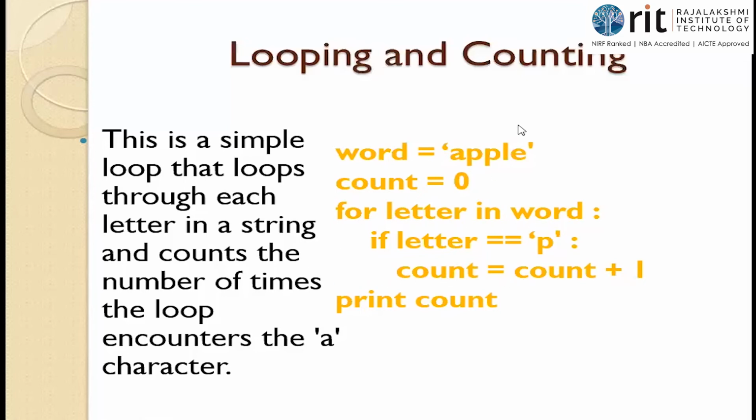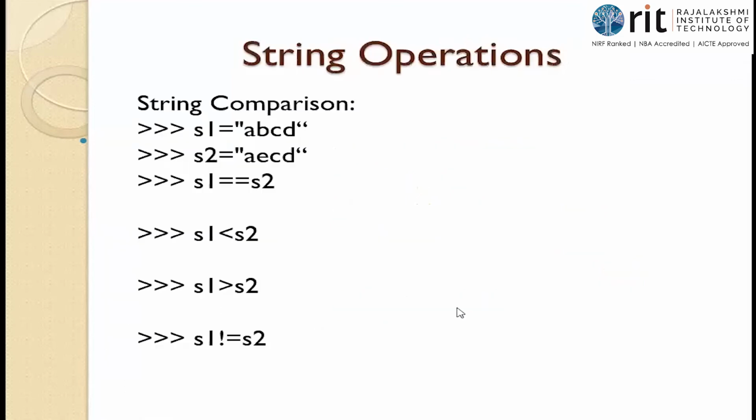Letter in word. Fourth iteration, letter is L. Condition true or false? Come out of it. Fifth iteration, E. Condition false. Come out of it. So after 5 iterations, you will come out of this for loop. The print statement is kept outside the for. Print count. So what is the answer you get? 2. That is how we use count.